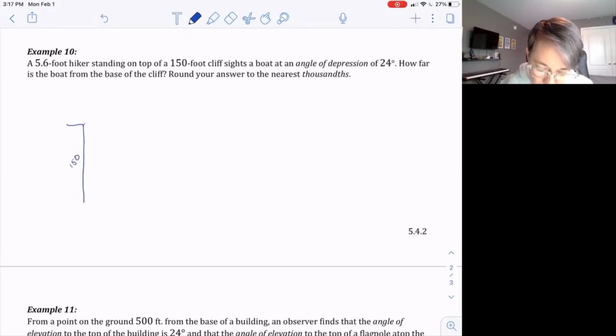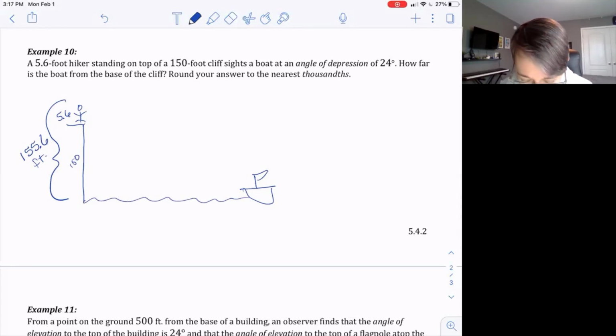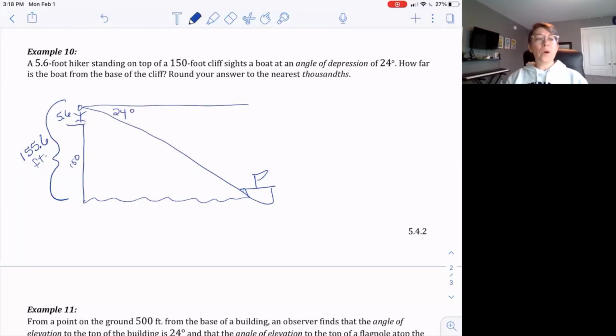That's 150 feet. And then we have a hiker. He's 5'6". So this gives us a total distance of 155.6 feet. Now, he sights a boat. That's my boat. So he sights a boat at an angle of depression of 24 degrees. So what that means is from his line of sight, from the horizontal down to the boat, is 24 degrees. And they're wanting to know how far the boat is from the base of the cliff.